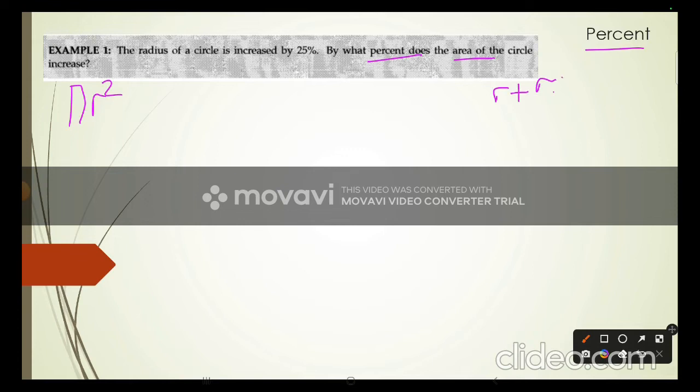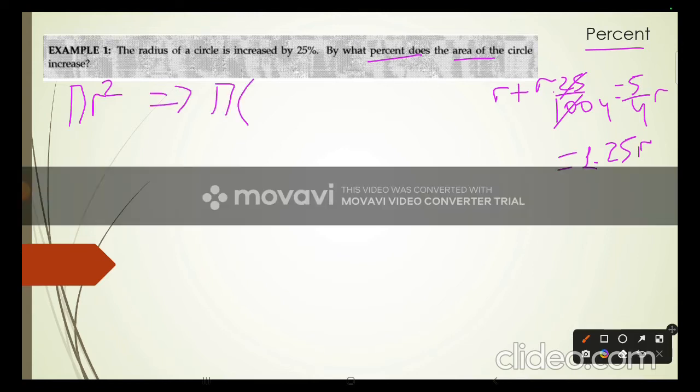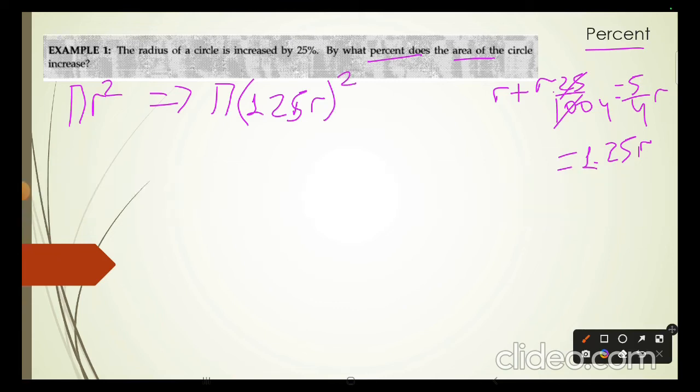R plus r times 25 over 100, or 1 over 4. 4 over 4 r plus 1 over 4 r will be 5 over 4 r, or 1.25 r. Then the new area will be pi. Instead of r, we will write 1.25 r squared. Please don't forget to square 1.25 also.